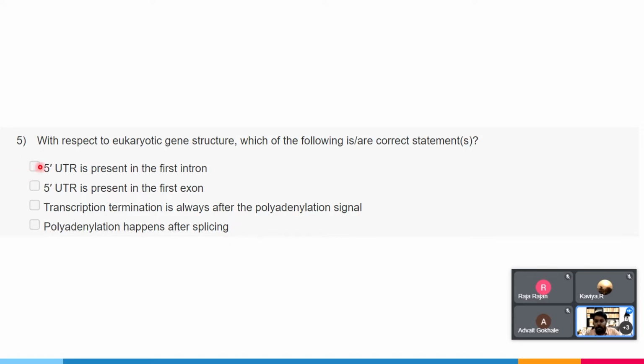This is a multiple-answer question, that is, we have multiple answers that are possible. Shian says the answer is C: transcription termination is always after the polyadenylation signal. Anyone else want to try? And please, this is a multiple choice one. We have another try, I think. Shian says C. Kavya says A and C: the 5' UTR is present in the first intron, and transcription termination is always after the polyadenylation signal. Anyone else want to try?